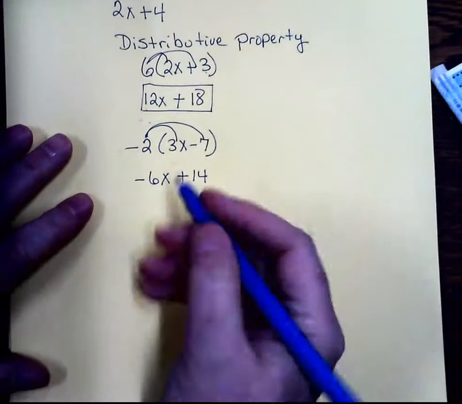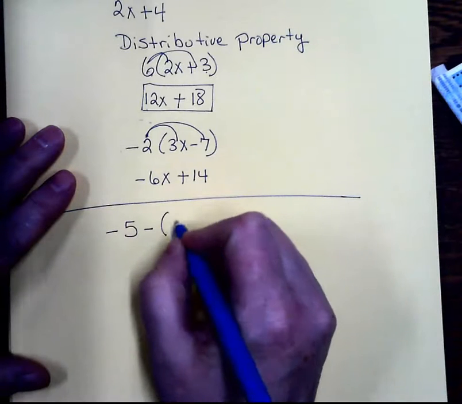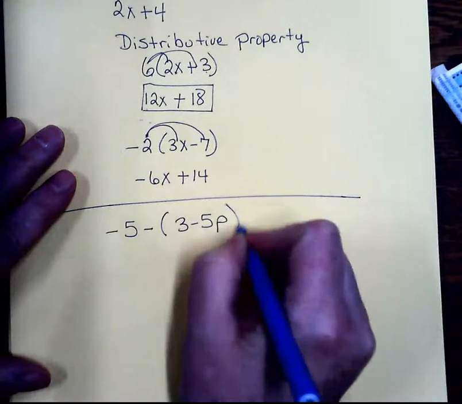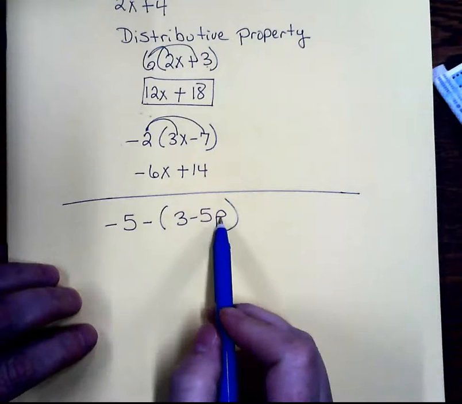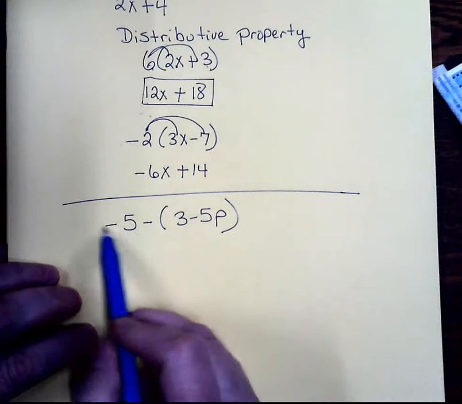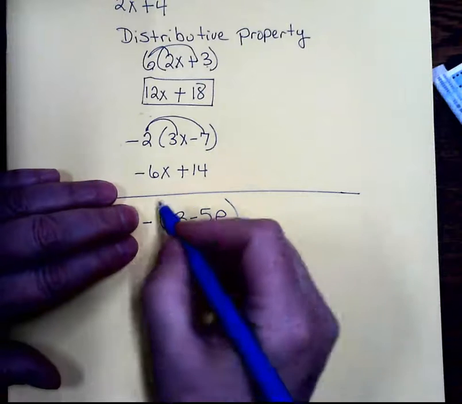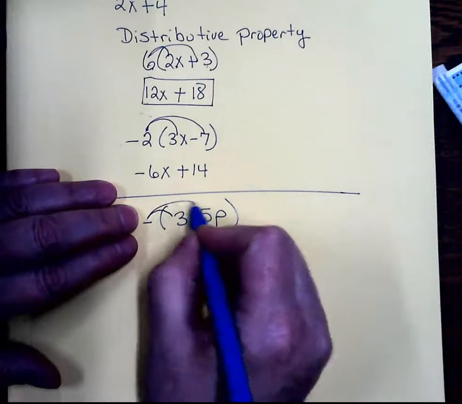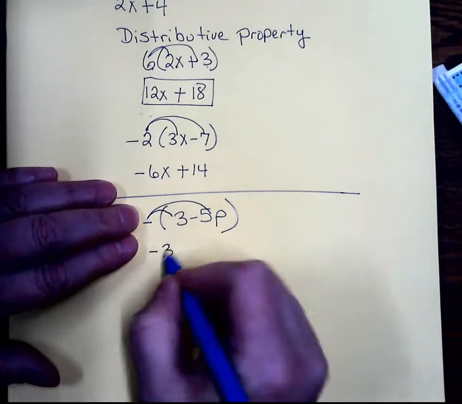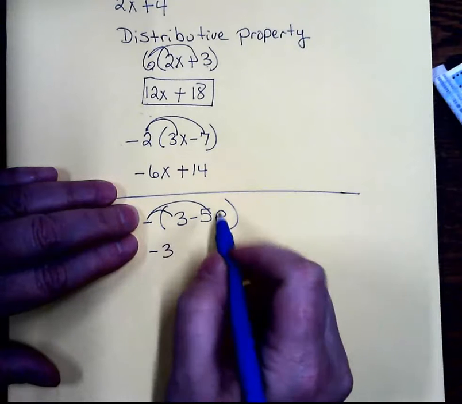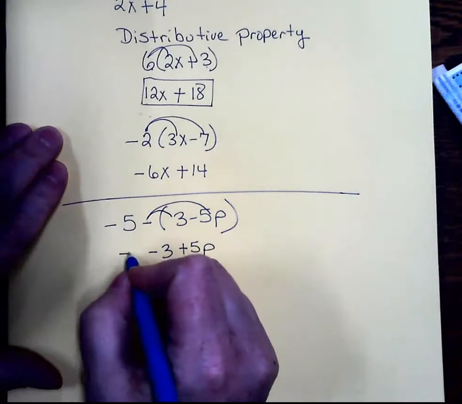So this is what it's going to look like. This is saying that this negative is being distributed to these two numbers. The negative 5 doesn't have anything to do with it right now. I'm going to cover that up, and I'm just going to distribute that negative to both numbers. So what's a negative times a positive 3? A negative 3. What's a negative times a negative 5p? A plus 5p. And then I'm going to bring that negative 5 down.